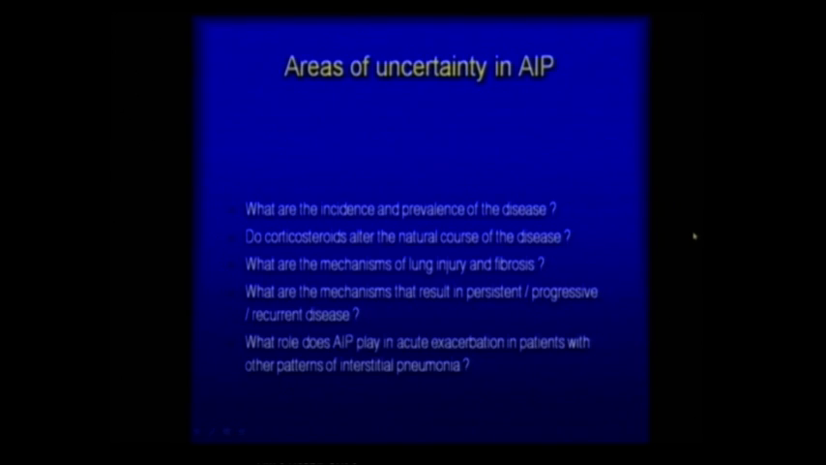That is incidental anyway. So there are areas of uncertainties in AIP still, like what is the exact incidence, do corticosteroids alter its natural course, what are the mechanisms of lung injury and fibrosis, and what role does AIP play in acute exacerbation in patients with other patterns of interstitial pneumonia. For example, when you speak about acute exacerbation of an IPF, what is happening is essentially a diffuse alveolar damage sets in. Then it appears as though an acute interstitial pneumonia has set in.